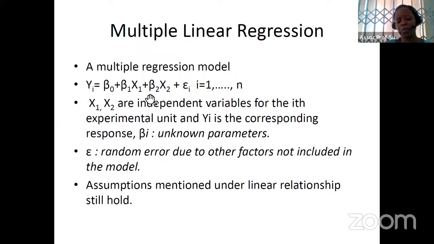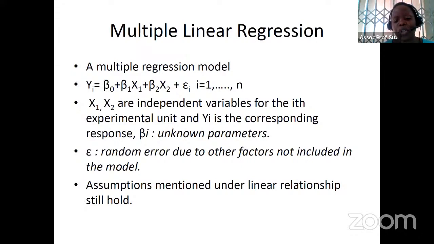And this is the multiple regression model. We have many slopes, one intercept, okay? Under the multiple regression model, X1, X2 are independent variables, while beta i are unknown parameters, the intercept and the slopes. Epsilon is random error due to other factors not included in the model. Now you remember the assumptions we mentioned under the linear relationship still hold even under multiple regression. And in addition to that, we also assume that the independent variables are not correlated.